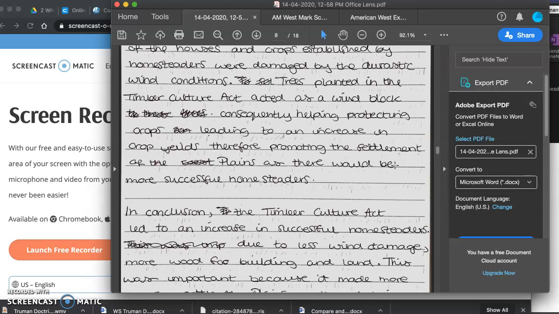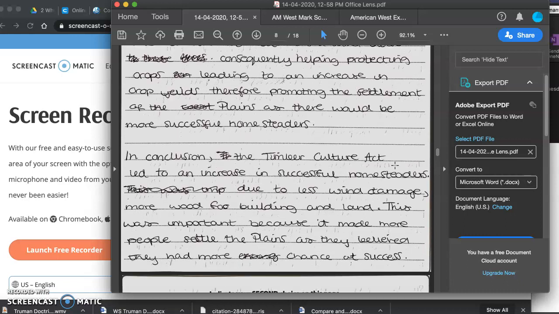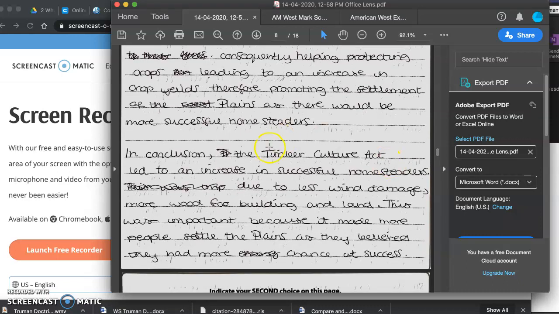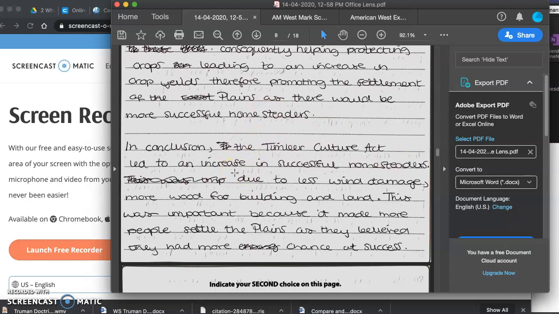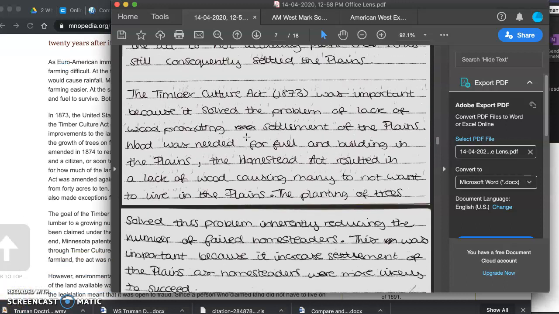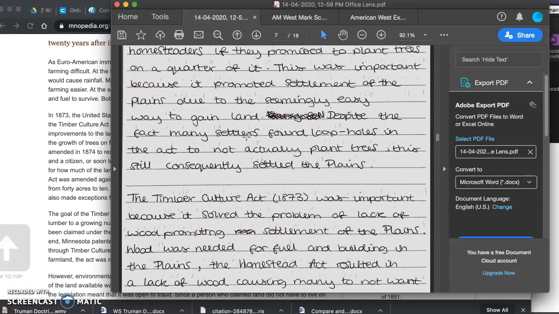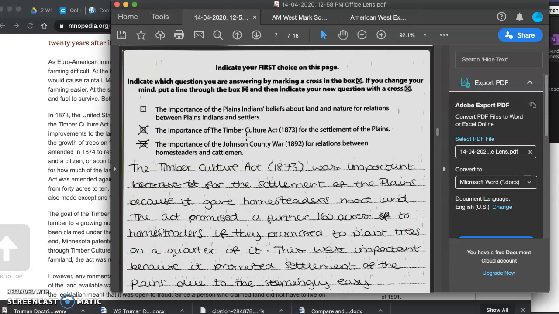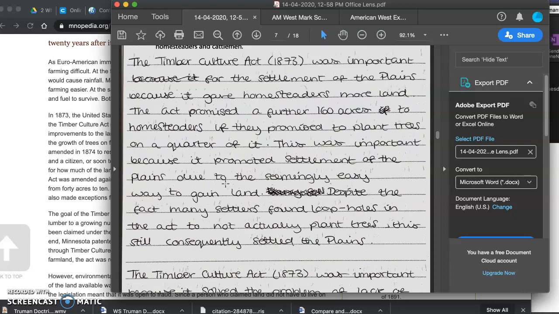Also reduce the damage caused by tornadoes and other natural disasters, such as flooding. Therefore, promoting the settlement of the plains, they would be more successful homesteaders. Conclusion: the Timber Culture Act led to an increase in successful homesteaders due to less wind damage, more wood for building and land, and this is important because it made more people self-sufficient, as they believed they had more chances of success. So there's quite a lot of detail about the reasons why it was introduced. So, settlement of the plains.